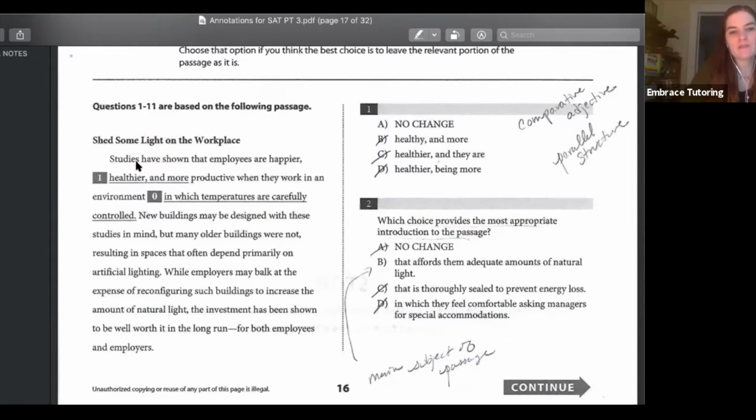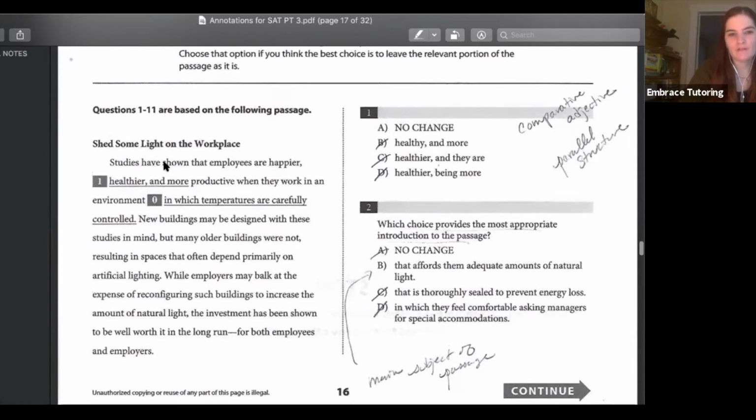So studies have shown that employees are happier, healthier, and more productive. Each of these has parallel structure because you're introducing three different comparative adjectives here, and you have commas in this series to introduce more than one item. Does that make sense to everyone? Yeah. Okay, that's just one example.